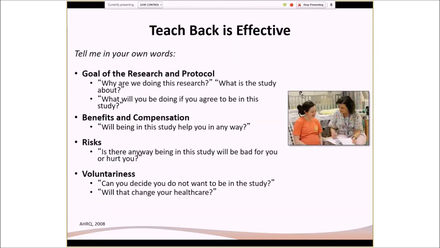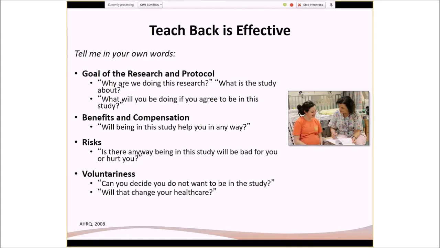Teach back is really important for consent. So tell me in your own words while we're doing this study what you're going to be asked to do. Is this going to benefit you in any way? Are you going to be compensated? What's your understanding of the risk? Can you decide if you want to get out of the study?